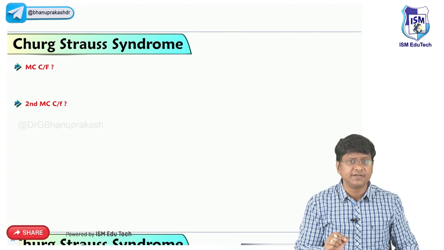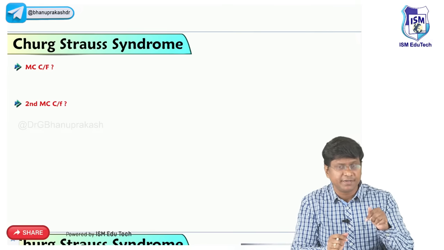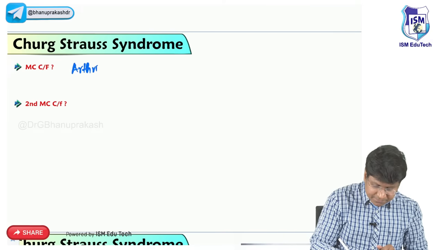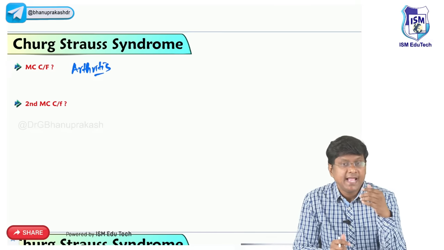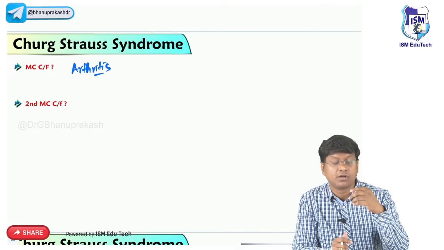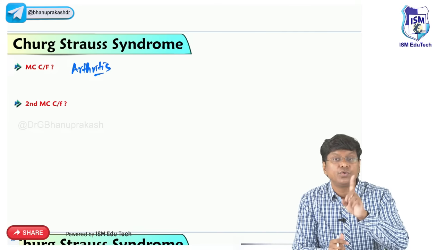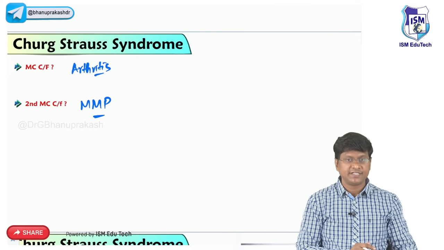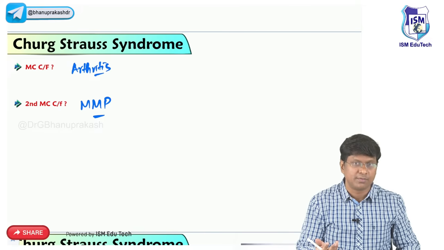Now, if you take the clinical features, what do you think is the most common clinical feature that you come across in patients with Churg-Strauss syndrome? That is arthritis, right? So arthritis is the most common clinical manifestation. And next, what is the second most common manifestation in case of Churg-Strauss syndrome? That will be development of mononeuritis multiplex, right? So these are the most common manifestation and the second most common manifestation.